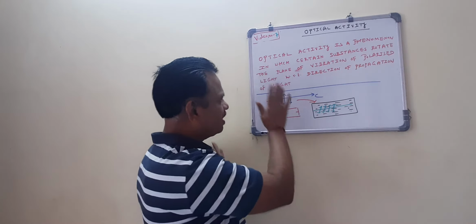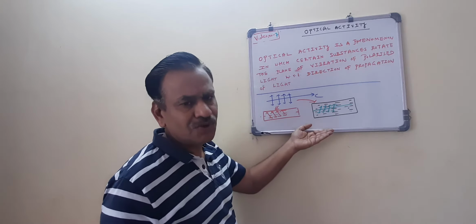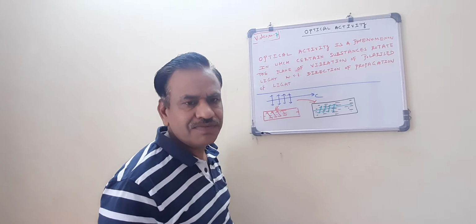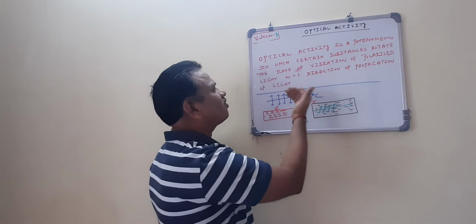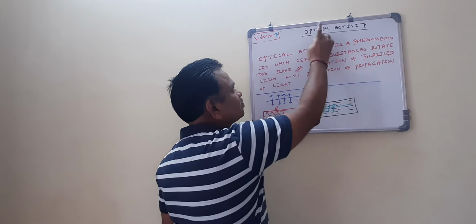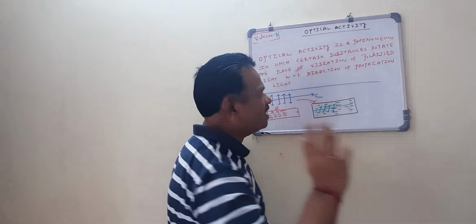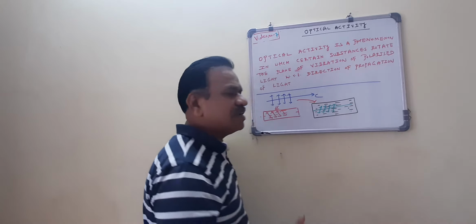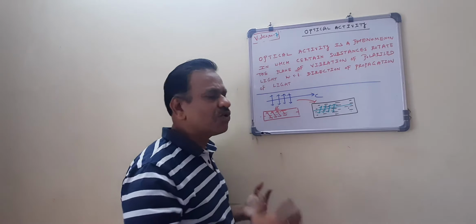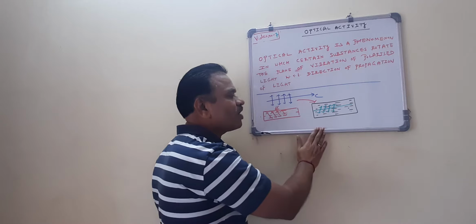Whenever plane polarized light is allowed to pass through certain solutions, the plane of vibration rotates. The rotation may be clockwise or anti-clockwise. Such kind of phenomenon is called optical activity. Optical activity is a phenomenon in which certain substances have the capacity or property to rotate the plane of vibration of the plane polarized light.